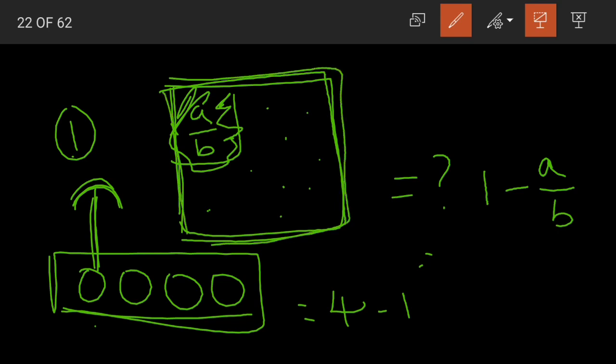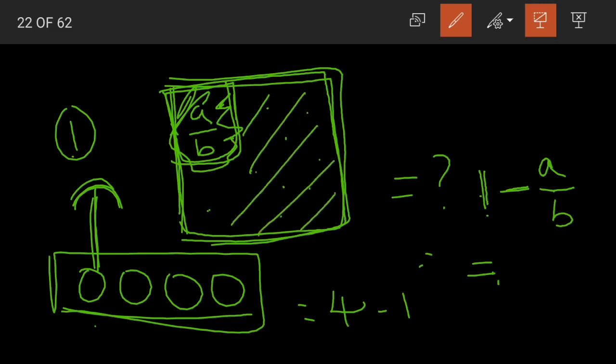How many? Single wall, one wall. So 1 minus what is already painted? A by B is already painted. So when we say 1 minus A by B, we will get the value of the part of the wall that is unpainted or to be painted. Understood, children? As this is in fraction, it might be a little confusing for you, but try to understand it in a simple way.